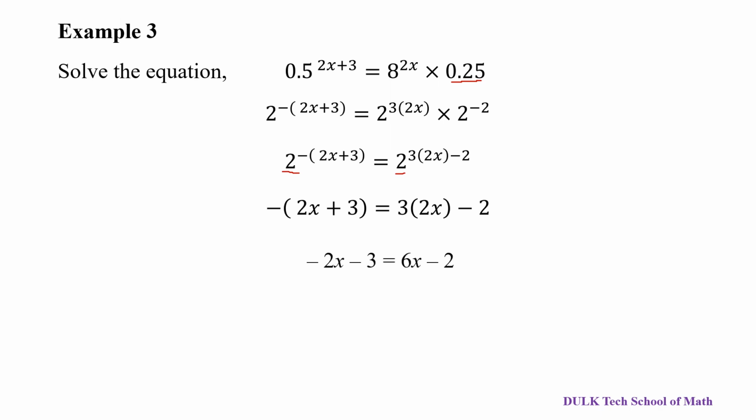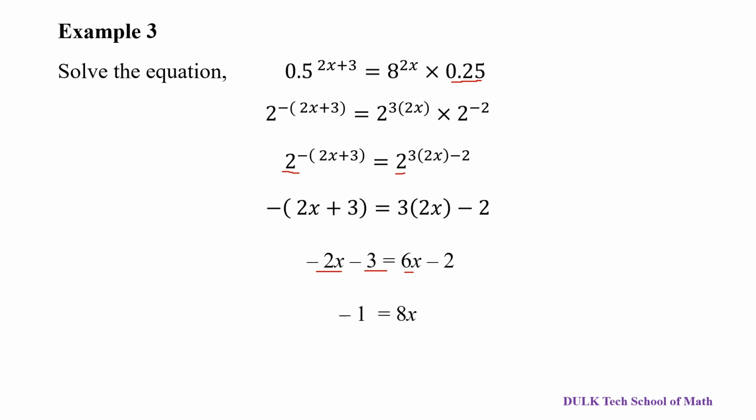Then let's remove the brackets and simplify. Minus 1 times x is minus 1 times 2x is minus 2x. Minus 1 times 3 is minus 3. 3 times 2x is 6x, and minus 2 like this. Let's collect like terms like this, right? Taking minus 2 to the other side, it will be 2 minus 3, and we get minus 1.